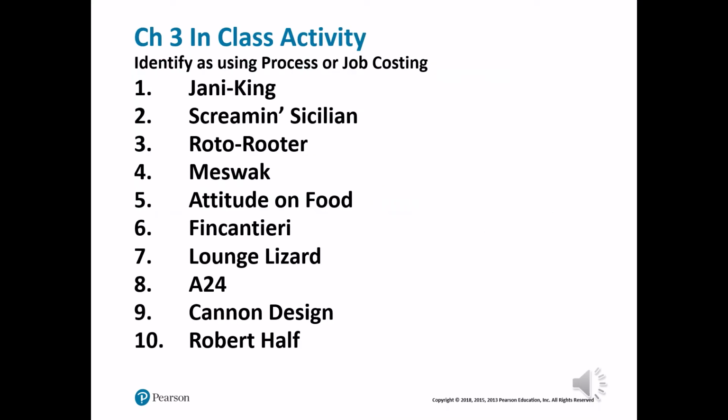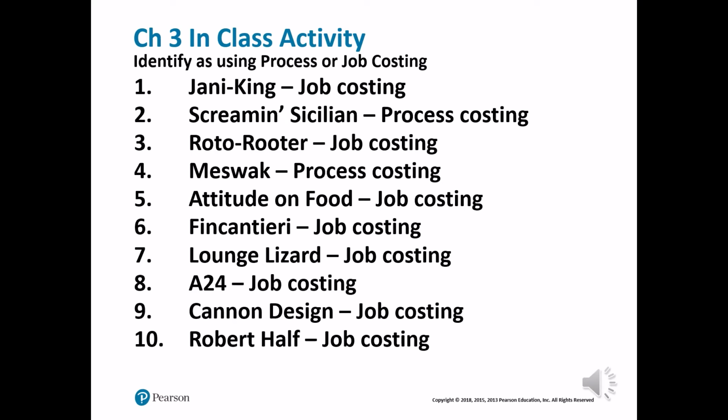In class, we looked up and talked about these different kinds of companies. Some are manufacturing companies, some are service companies, but they all use either process or job costing to determine their costs of goods. In the test, you will need to be able to identify the proper costing system for different companies. They won't be listed by name like it is here, but you will need to know, like for number one, what would a janitorial company probably use, process or job costing, and so on. The answers are on the next page. Click pause to review the answers.